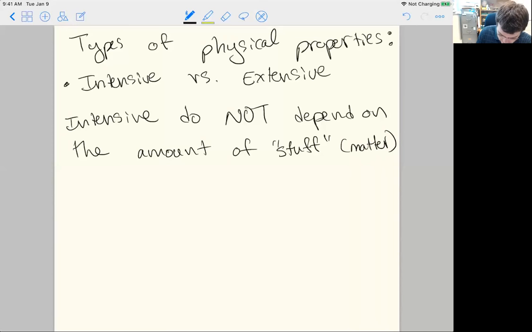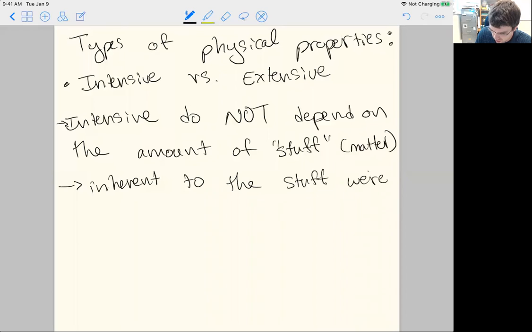The property, these are physical properties inherent to the matter that we're studying. Inherent to the stuff we're studying. Okay, so that's another way of thinking about intensive properties. These are properties that are inherent to the stuff that we have, the type of stuff. It may change whether you're looking at maybe an iron type of matter or a gold type of matter. You'll see some things change.